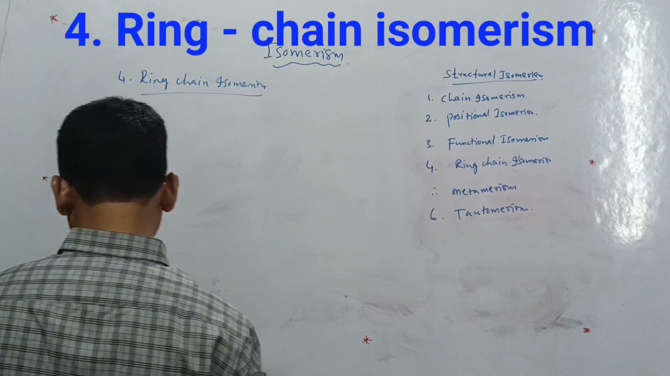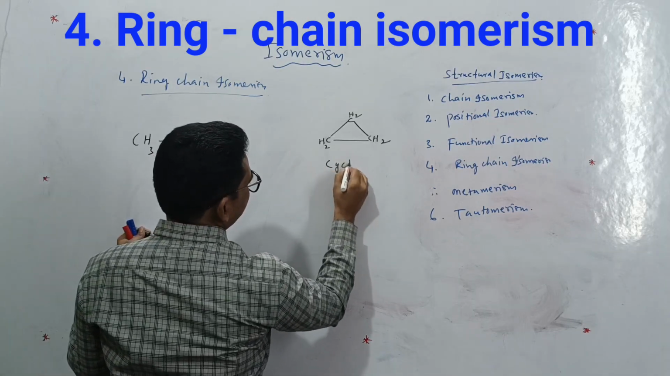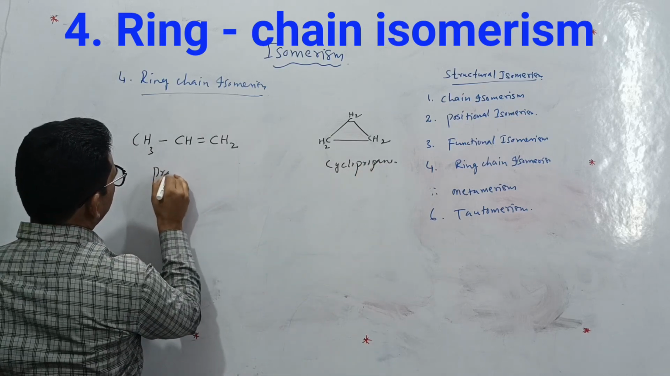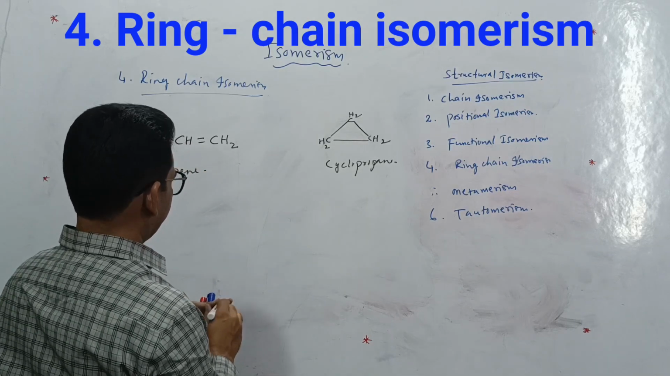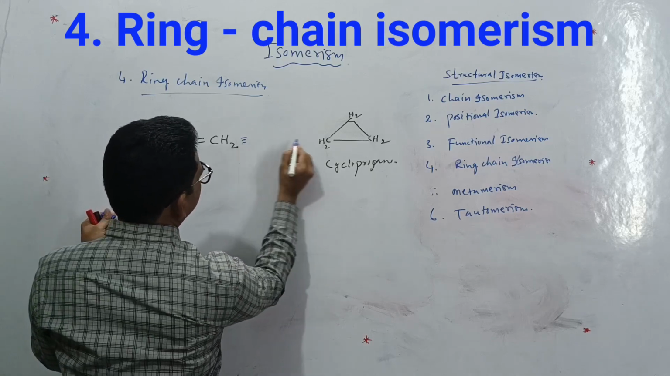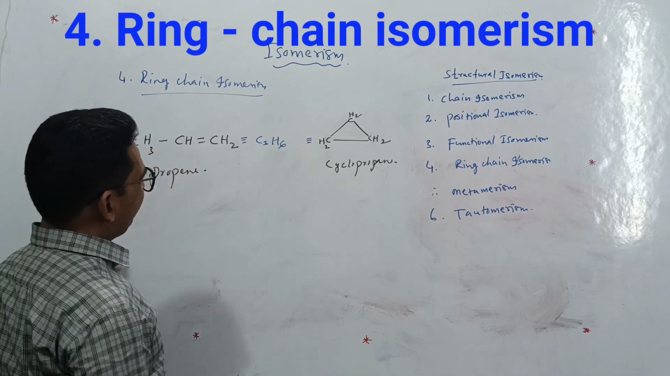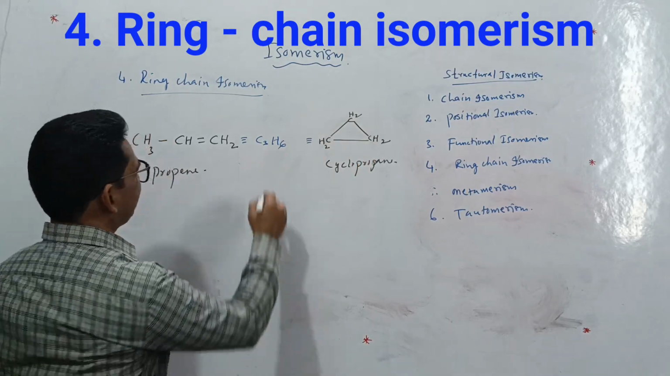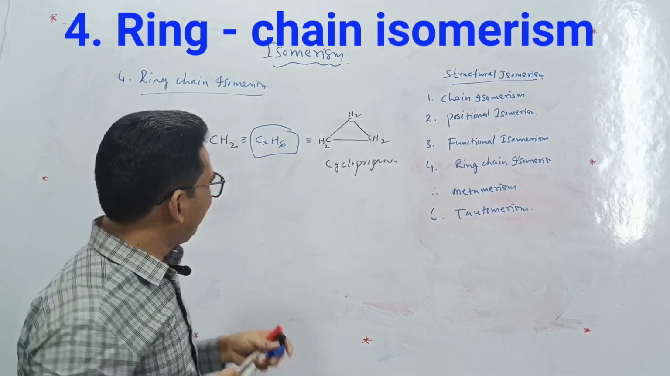Now in the case of ring chain isomerism, this is called cyclopropane. This is called propene. See the formula for this one. Molecular formula: 3 plus 1 is 4, 4 plus 2 is 6, H6. See, in this case also 3 carbons. How many hydrogens? 6 hydrogens. It means the molecular formula is the same here also, but they are different.